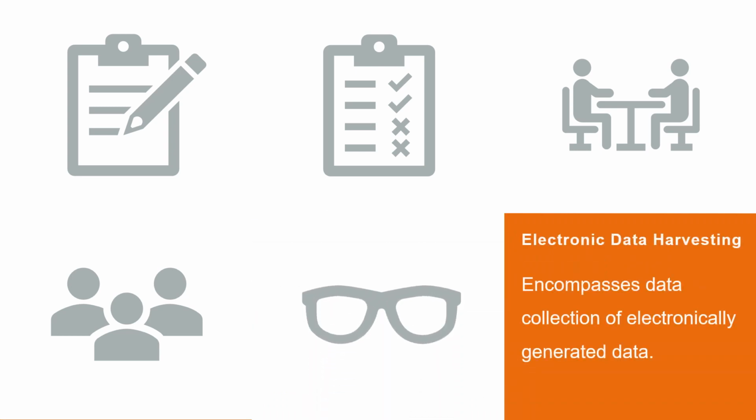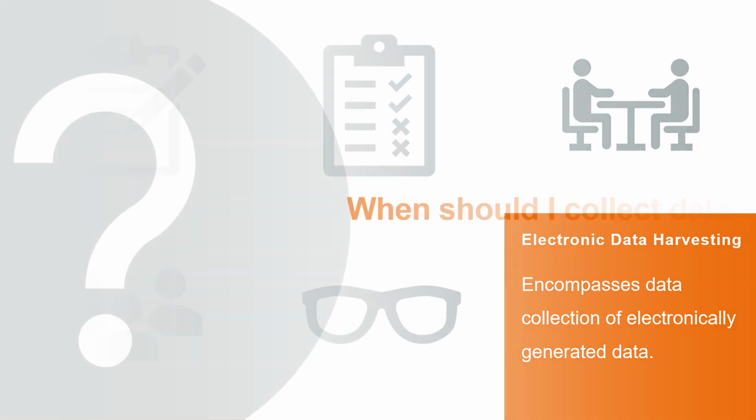And finally, we have electronic data harvesting, which encompasses data collection of electronically generated data. This could include a record of people's actions in an online environment, like number of downloads, texts, usage of apps on mobile devices, or social media data, like tweets on Twitter or comments on a Facebook post. Electronic data harvesting can be considered a method of both quantitative and qualitative data collection.